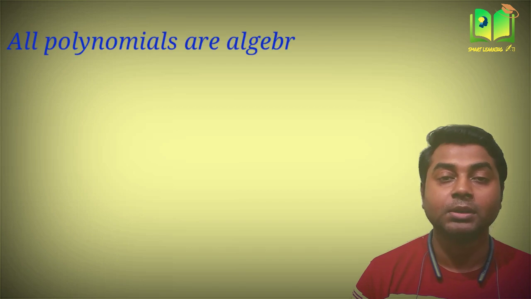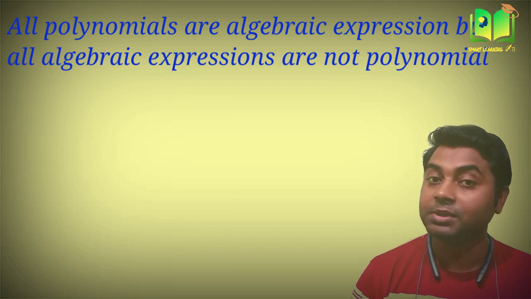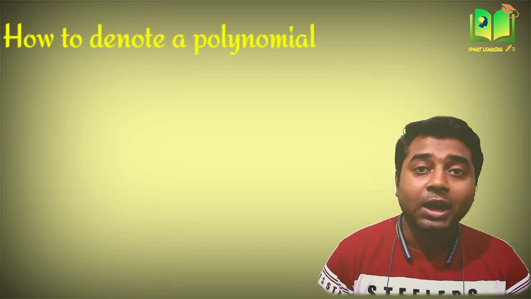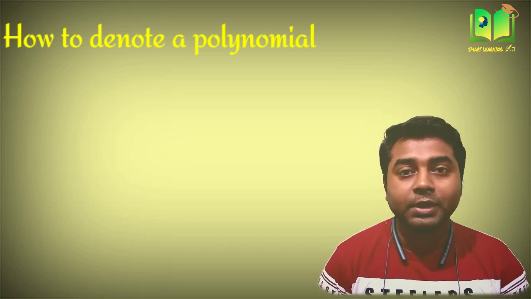I hope you can understand the difference between algebraic expression and polynomial. So what is the conclusion from here? The conclusion is all polynomials are algebraic expressions, but all algebraic expressions are not polynomials. Now we will see how to denote a polynomial. We can denote a polynomial by p of x, q of x, r of y.